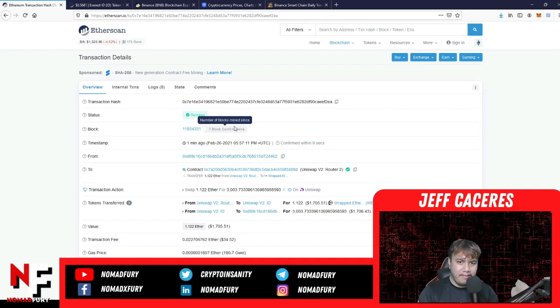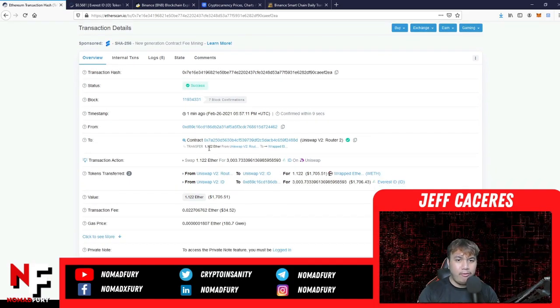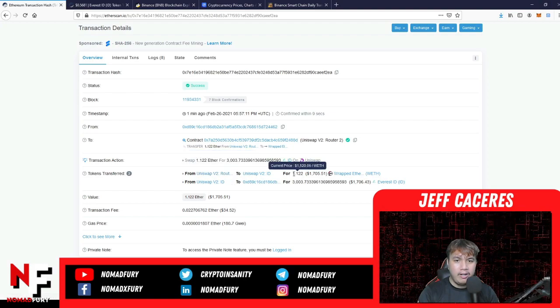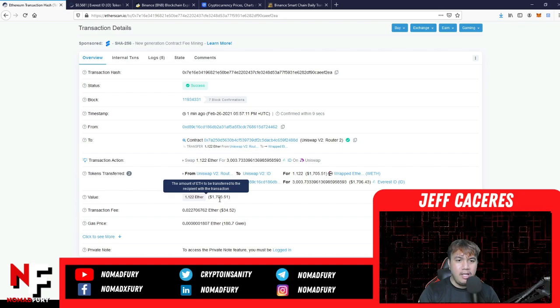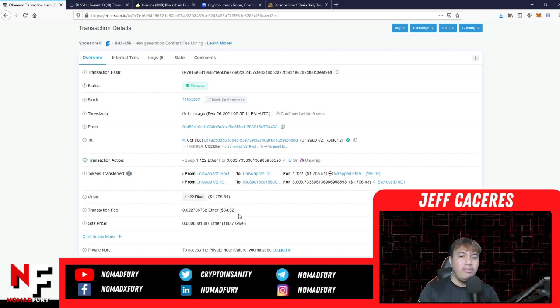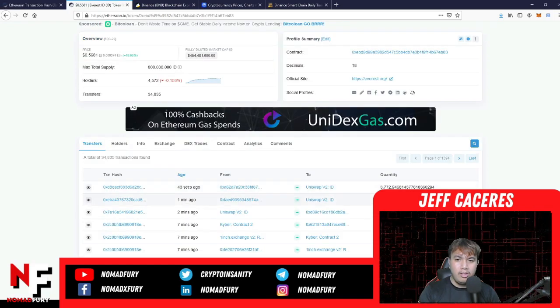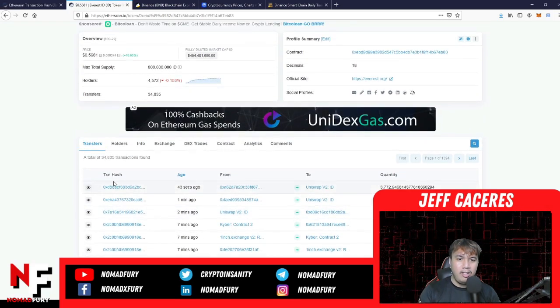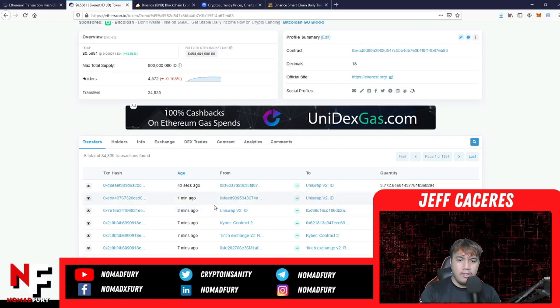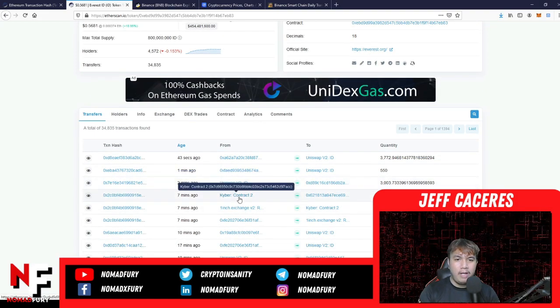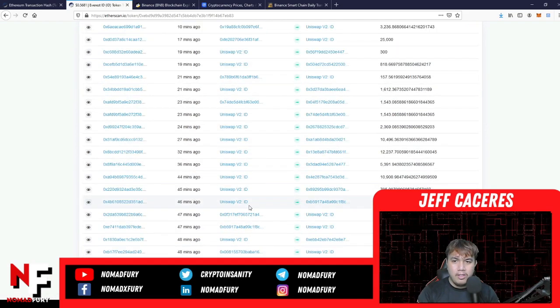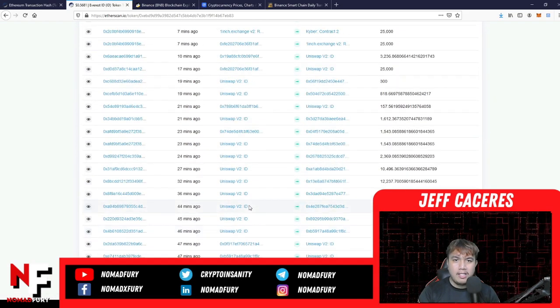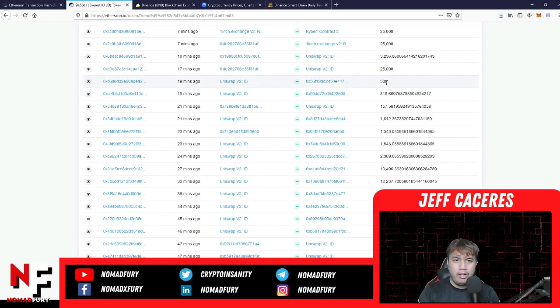So let's see. So he swapped from Uniswap right here. Okay, for this one. The value is this. And the transaction fee is 34.52. My goodness. So you can see all the transactions. So either they're going for Uniswap, Kyber contract, 1inch exchange, and so on. Mostly Uniswap. So assuming that you only have like 300 of these.